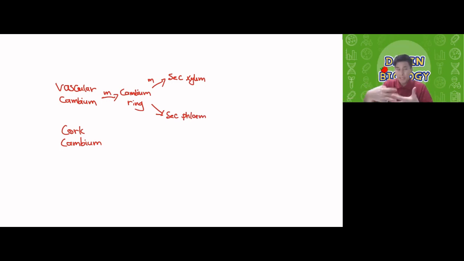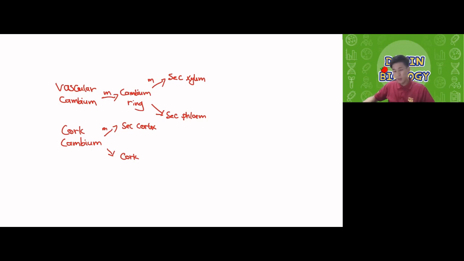Then for cork cambium, it's already a ring. So you don't need to purposely undergo mitosis to form a ring. They straight away undergo mitosis to form one inner and one outer also. The inner one is called secondary cortex. And the outer one is called cork, which eventually forms the bark of the tree, meaning the skin of the woody stem. All right, so that's the whole thing, summarized in just a few words.